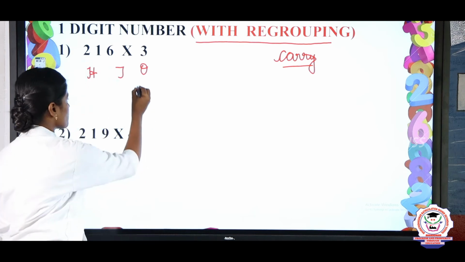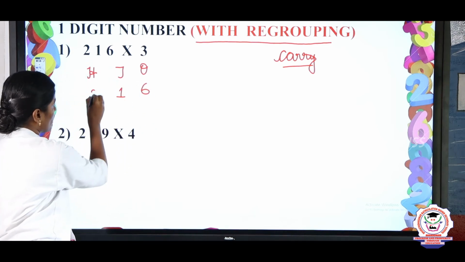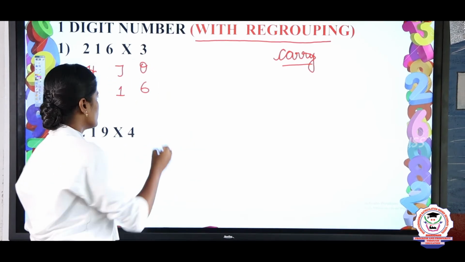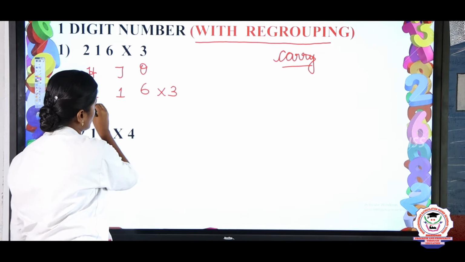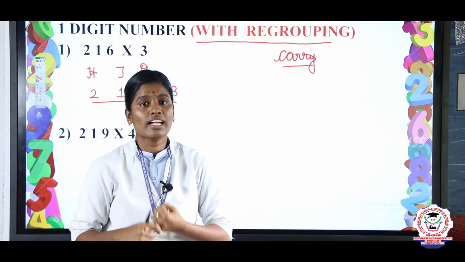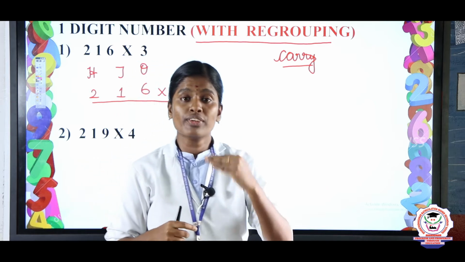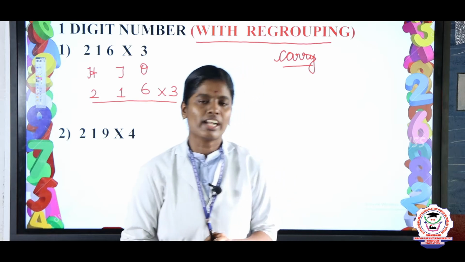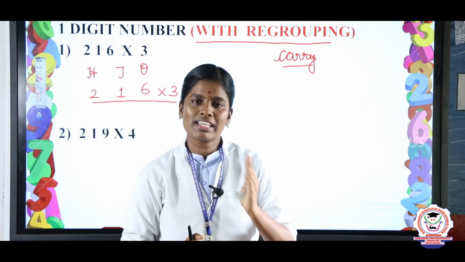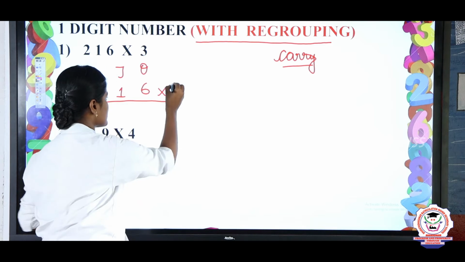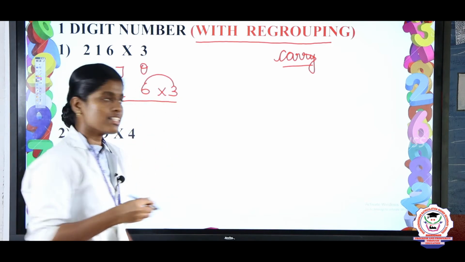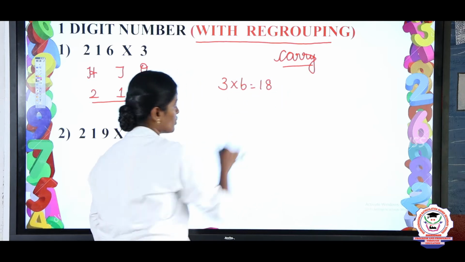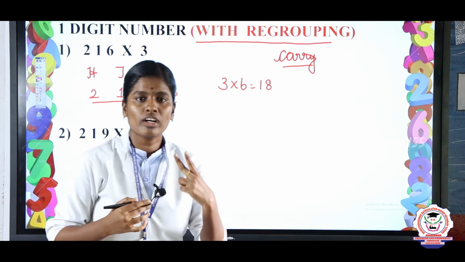So write the number 6, 1, 2 and multiply by 3. Multiply by 6. So start the table. 3 zeros are 0, 3 ones are 3, 3 twos are 6, and 3 threes are, yeah, very good, 9, 3 fours are 12, 3 fives are 15, and 3 sixes are 18. So 3 sixes are 18. Here we got a 2-digit number.